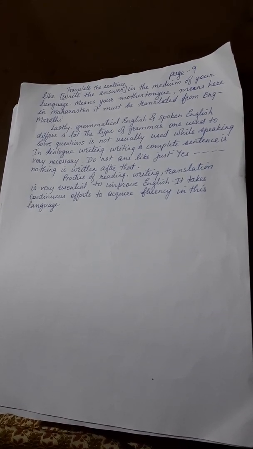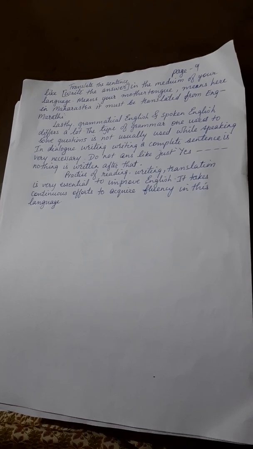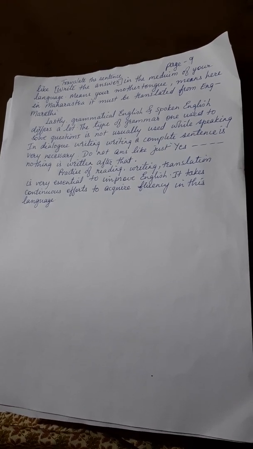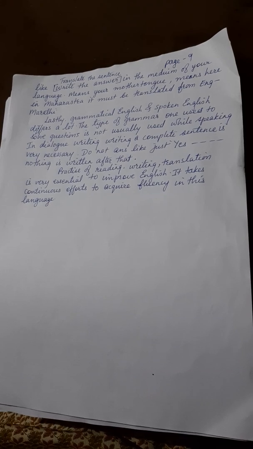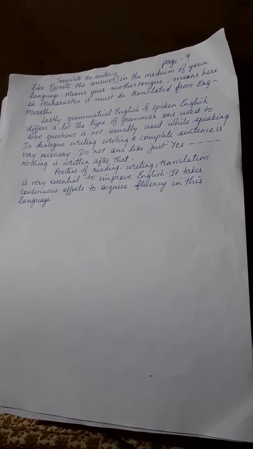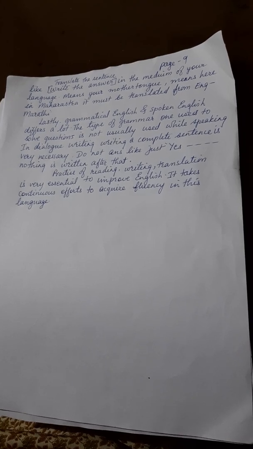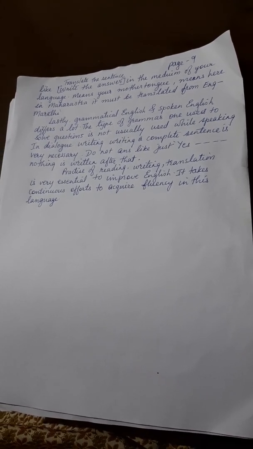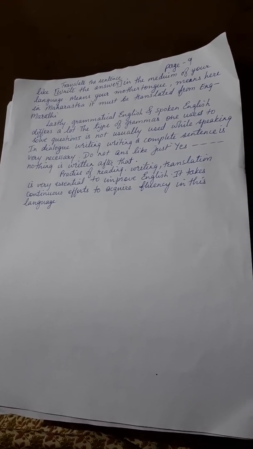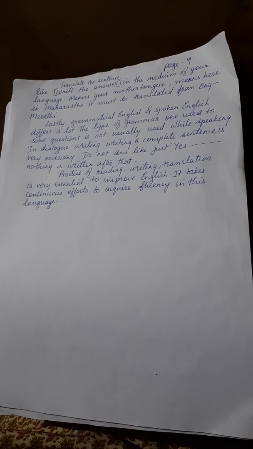Lastly, grammatical English and spoken English differ a lot. The type of grammar one uses to solve questions is not usually used while speaking. In dialogue writing, writing a complete sentence is very necessary. Do not answer like just yes, dash dash dash, and nothing is written after that. Practice of reading, writing, translation is very essential to improve English. It takes continuous efforts to acquire fluency in this language.